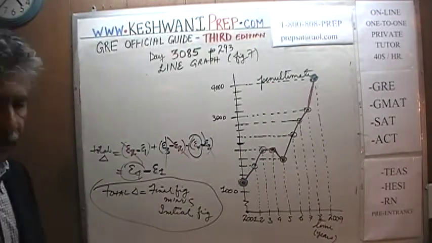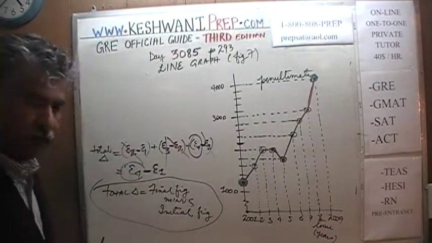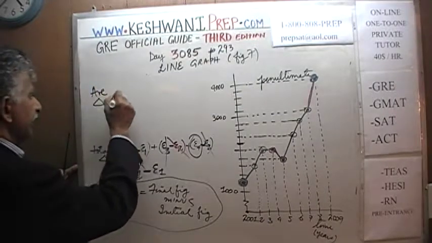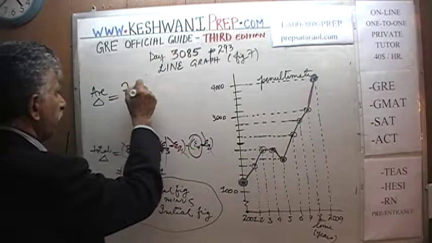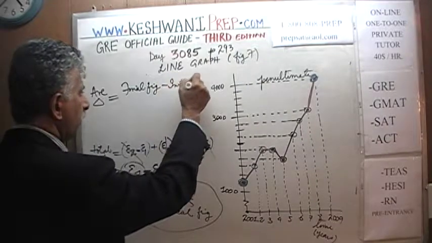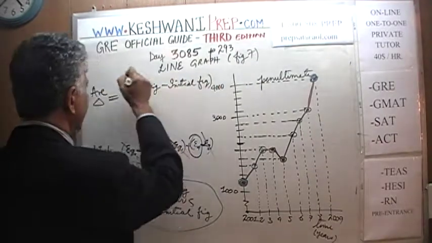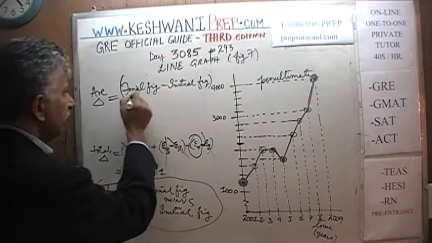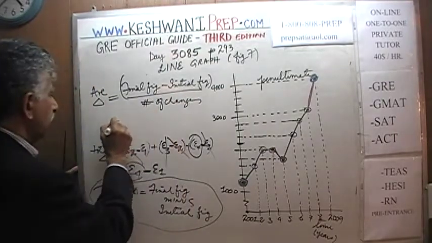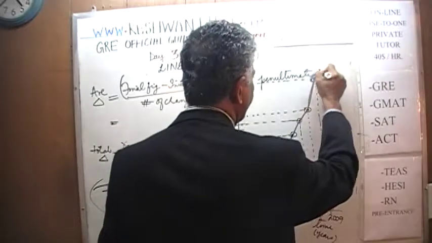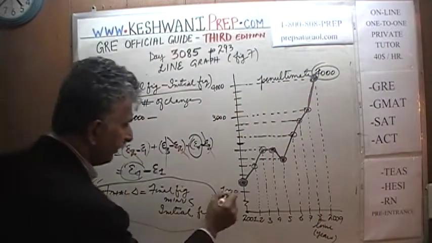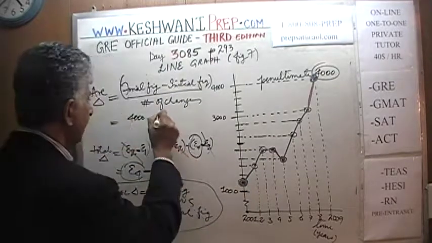So now we understand that the average change is simply the final figure minus the initial figure, that's our total change on the top, divided by the number of changes. The final figure in this case is 4,000. Our initial figure was, this is 1,000, this must be 1,200.